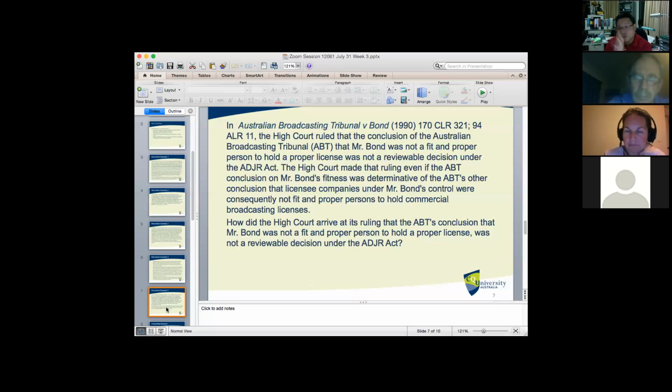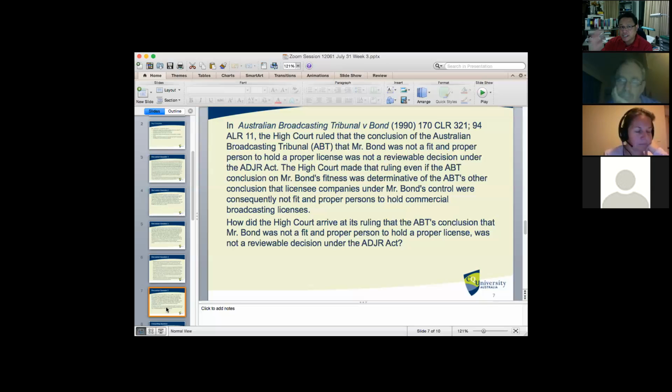And the reasoning, so we'll just go straight to the answer, because we're running out of time. The reason is, actually, if the finding had been that the licensing company was not a fit and proper person, that would be considered an intermediate decision, because it's not yet final and operative. The final and operative decision is actually in relation to whether or not the license was given or not, okay?